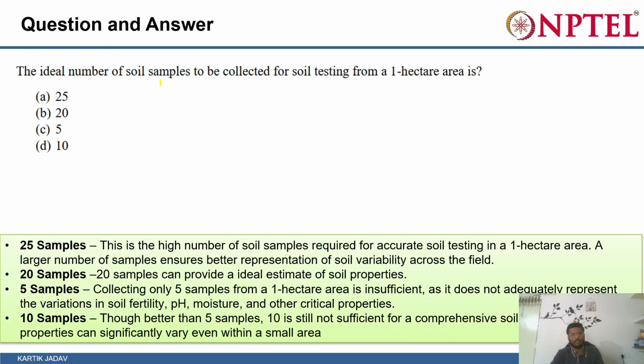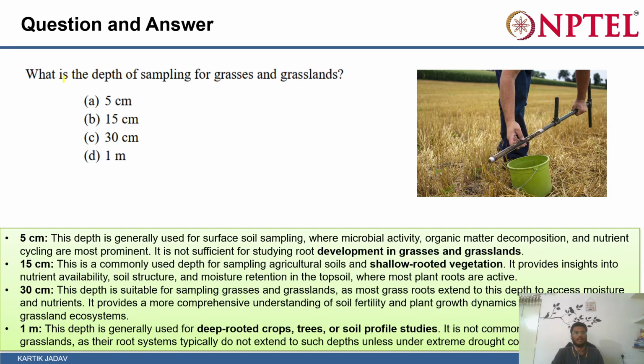The ideal number of soil samples to be collected for testing from 1 hectare area is, we know that this is 20. Correct answer is option B.